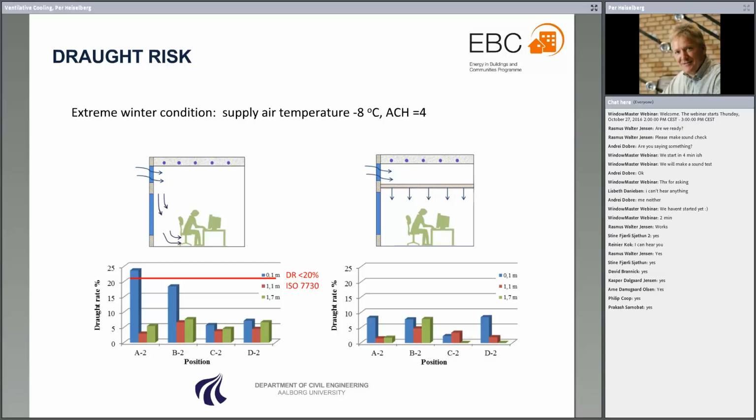So in this case, for example, we can supply air with a temperature of -8 degrees directly to the plenum, and then supply it to the space without creating any draft for the occupants sitting there.